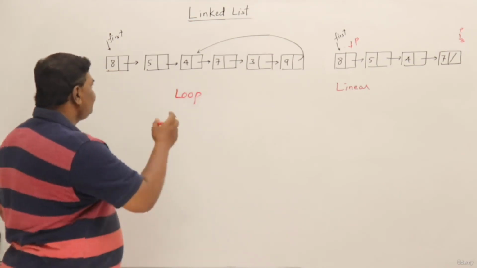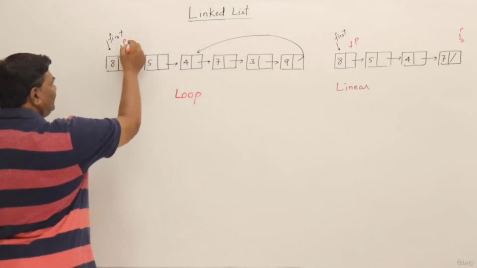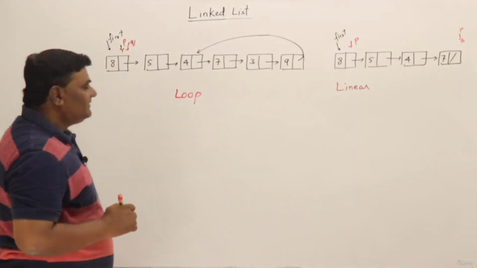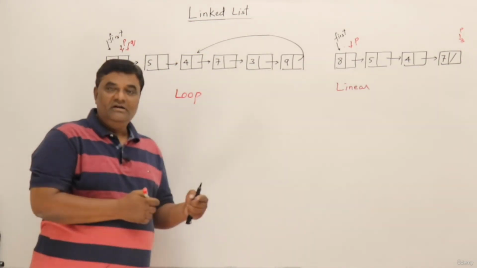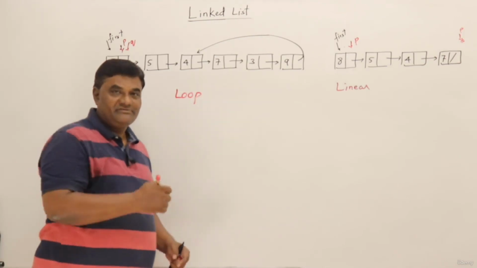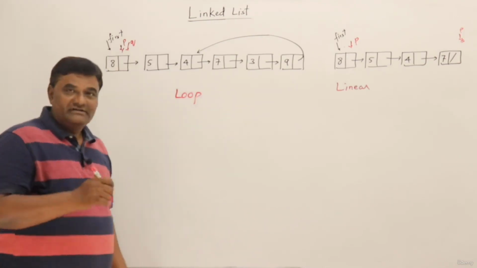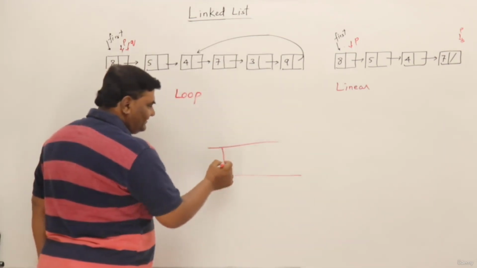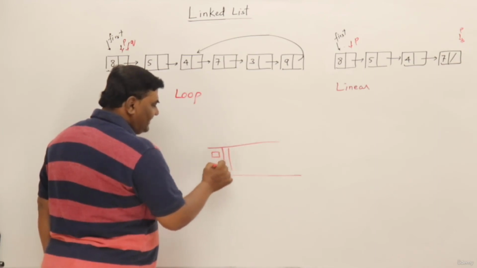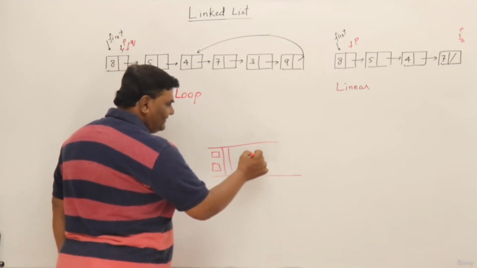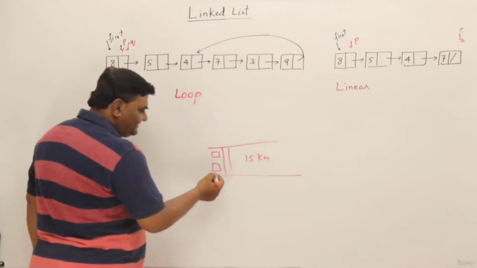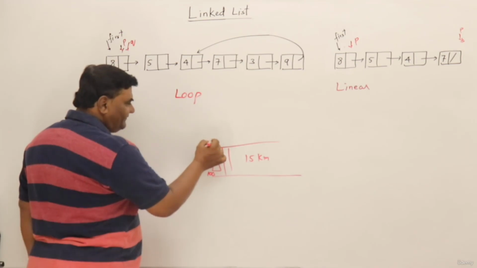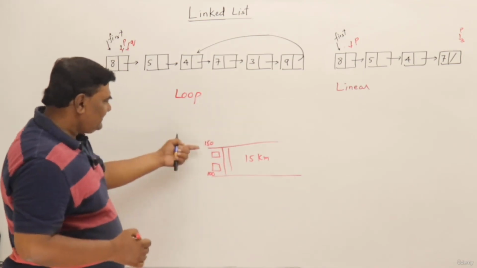See, we will take two pointers on a linked list. One is P and other one is Q. They both start from first node. Then P will move by one step and Q will move by two steps. So I can compare these two pointers with one example. Like suppose there is a race track. So these are two cars on the track. This is the starting point and the track is 15 kilometers, and suppose this car is moving with a 100 kilometer per hour speed and this car is moving by 150 kilometer per hour speed. So this car is very fast.